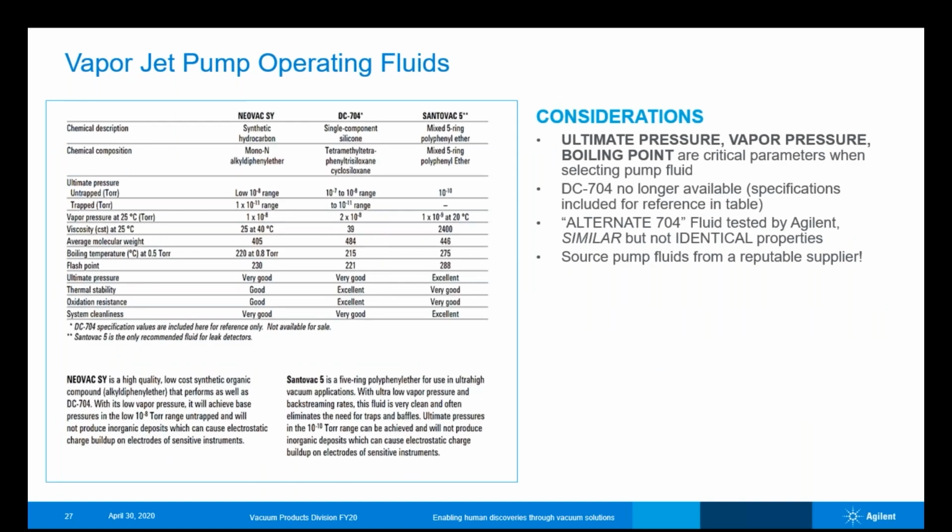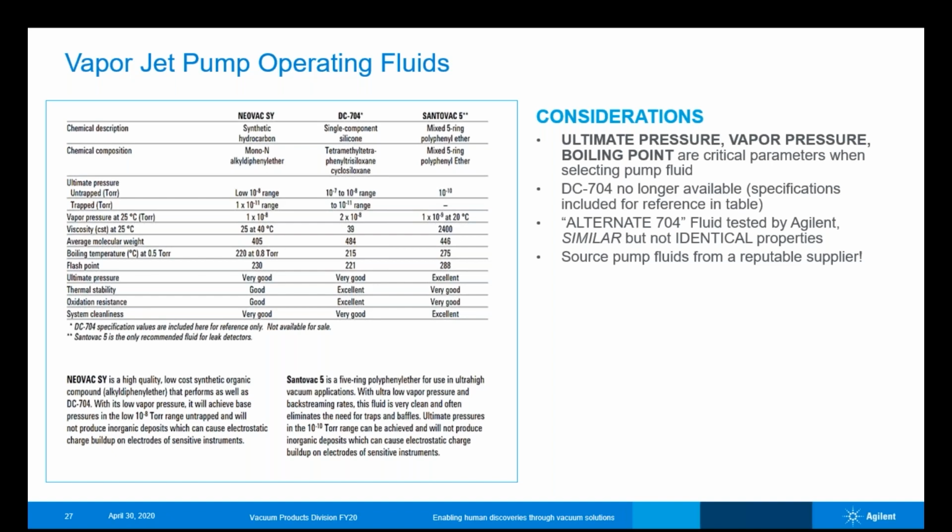Finally, we're going to get to vacuum fluids. I'm just going to talk a little bit about this. We could do an entire webinar just on vapor jet fluids, so I'm going to talk just a little bit about it. We show here in this graph, this is right from Agilent's catalog, we're still showing the Dow Corning 704 for reference only here, just so that we can look at the relative parameters. Things that we really care about are going to be the ultimate pressure, the vapor pressure, and the boiling point.